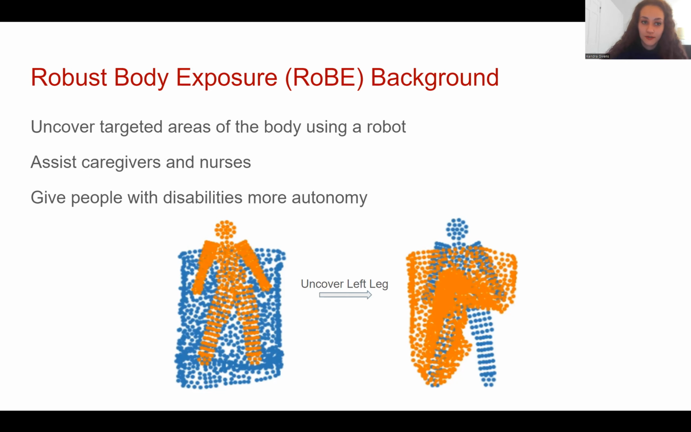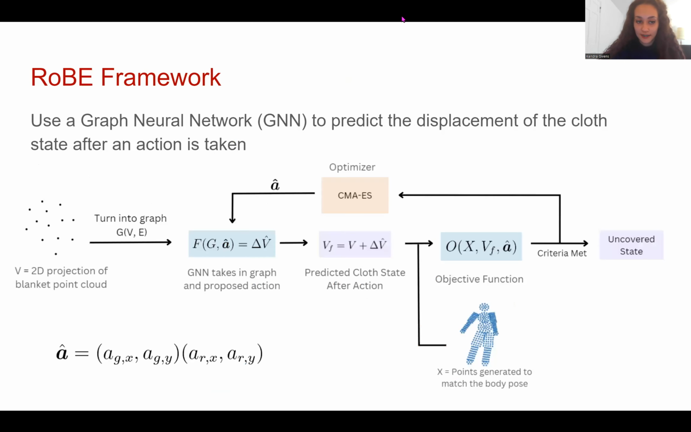So the way that ROBE works is it uses a graph neural network to learn the dynamics of the cloth and then predict the displacement after an action is taken. So the first step is you have your blanket and you turn it into a point cloud, which then becomes a graph. So all of these particles become the vertices, and then there's edges connecting them. And the next step is you plug that graph into your dynamics model, so your GNN, along with a proposed action to predict the change in the cloth after the action is taken.